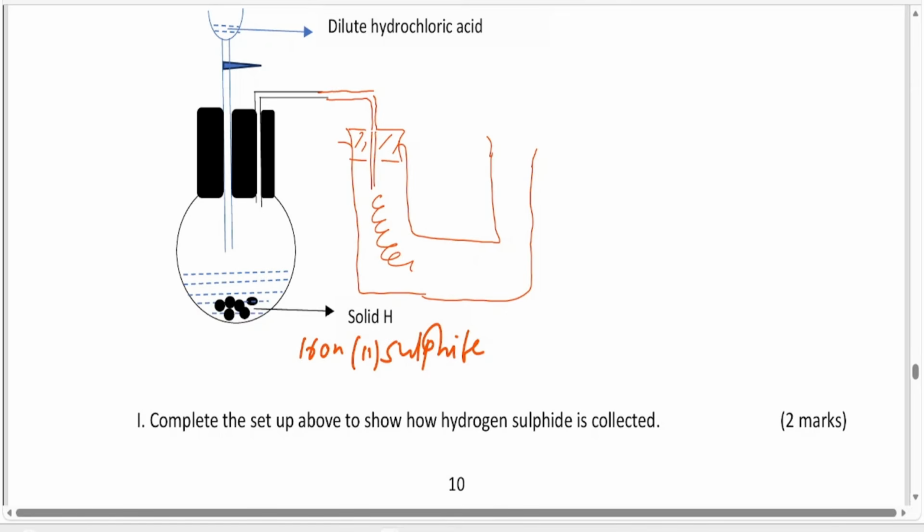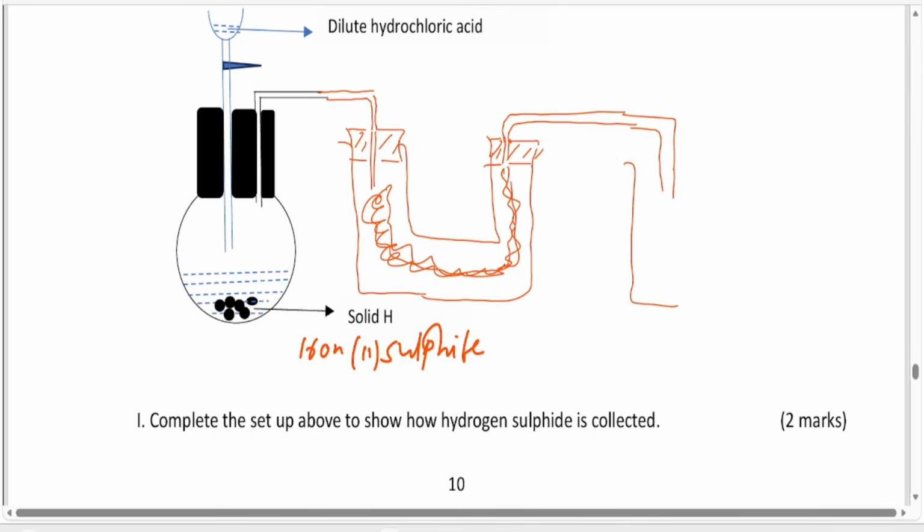I pack the U-tube with an appropriate drying agent. In my case, I'm using anhydrous calcium chloride, and then I collect the gas by downward delivery method. So I use the downward delivery method to collect the gas.